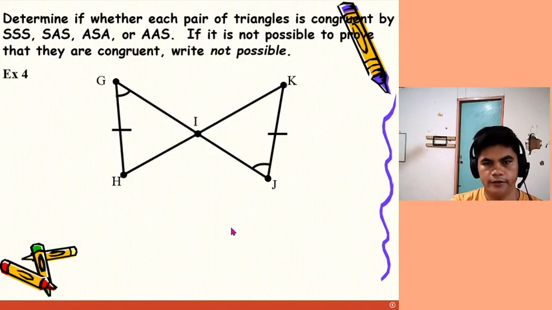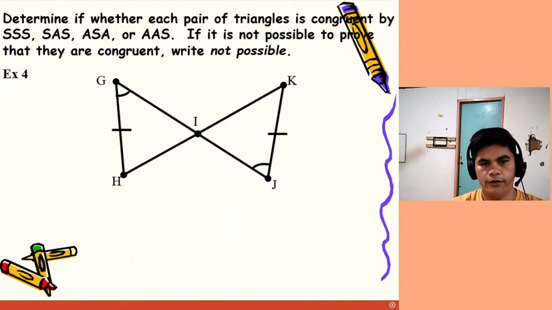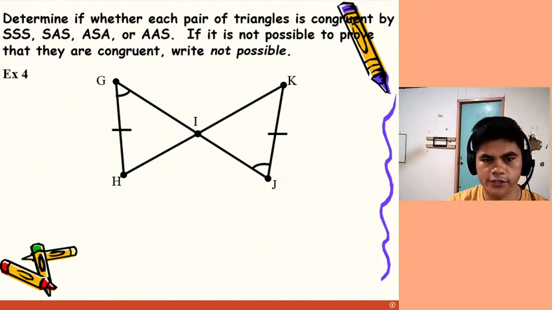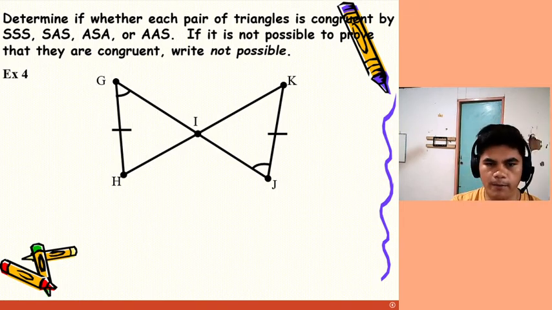Now, determine whether each pair of triangles is congruent by SSS, SAS, ASA, or AAS. If it is not possible to prove that they are congruent, write not possible. We have examples here. Example number 4. We have a marked part, which is GH congruent with KJ. Since there are marks, one against the other, they are congruent.